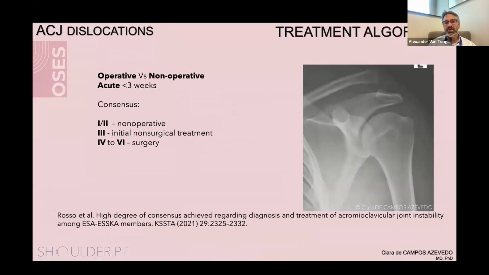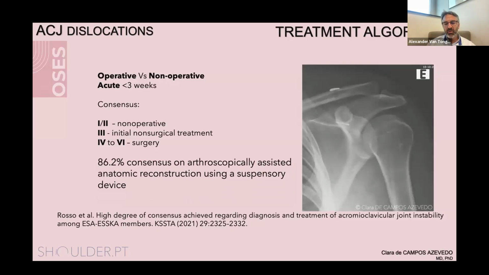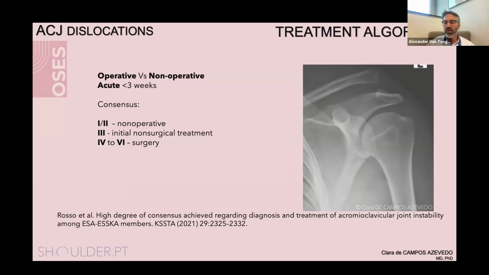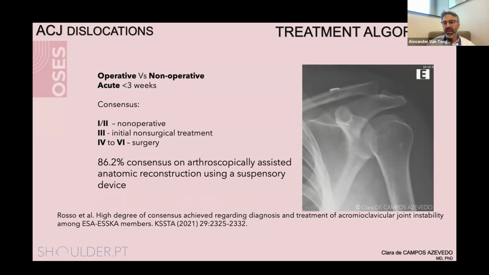Yes. The discussion, because when you're going to congresses, there was always a discussion about arthroscopically or open. Is there an indication for you to do it arthroscopically? Here it's not anymore. That's what I was saying.